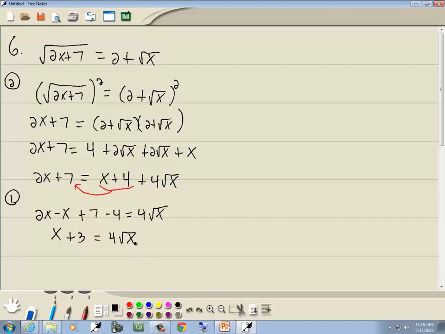Now the radical is not quite by itself, but if I divide both sides by 4, I'm going to create a fraction. Remember, we don't want to create a fraction. That just makes our problems harder than they need to be. So I'm going to go to our next step.